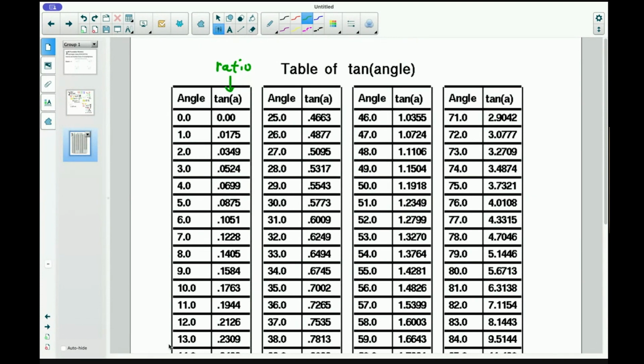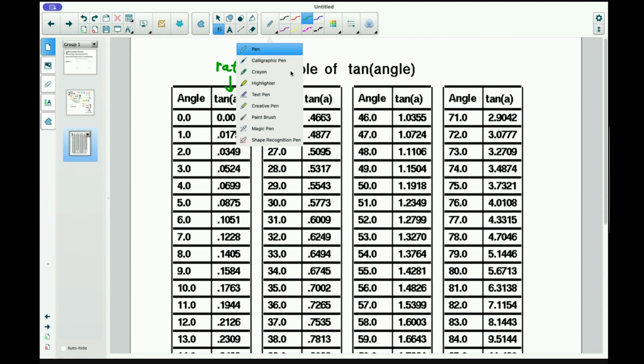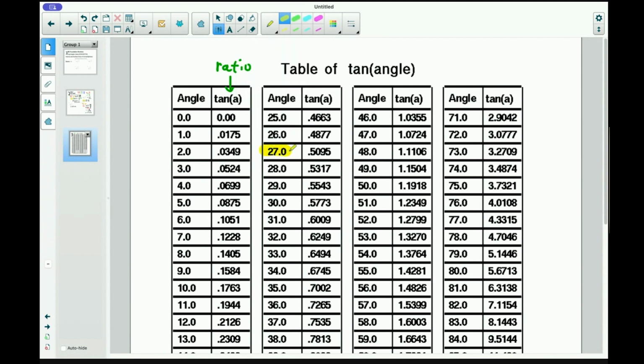I don't know if you guys can see that. Hopefully you can. We get tan 27 is equal to about 0.51 roughly. So we're saying if our angle is 27, and going back to this table, I'm going to highlight it, our angle is 27, then our ratio is 0.5095, which is interesting.